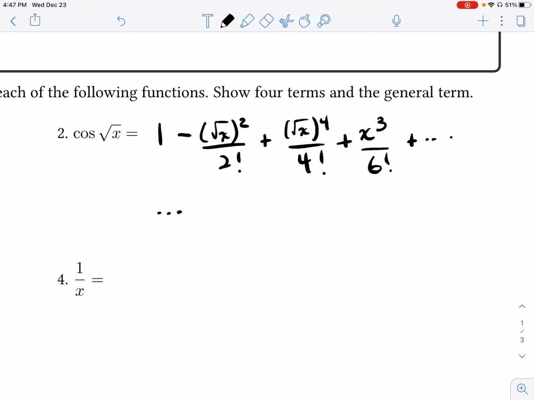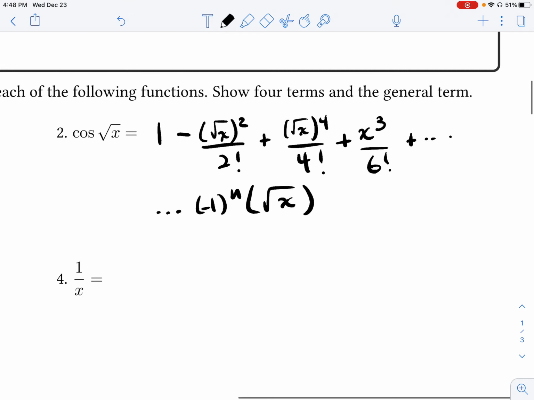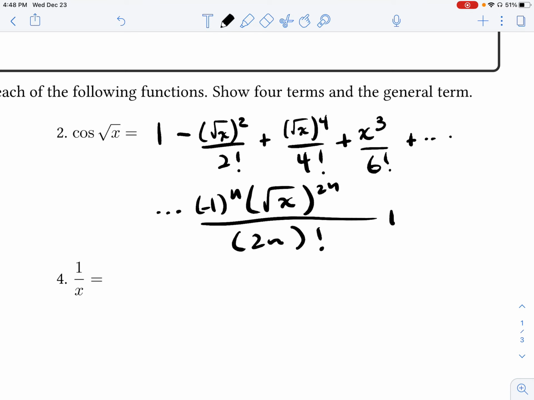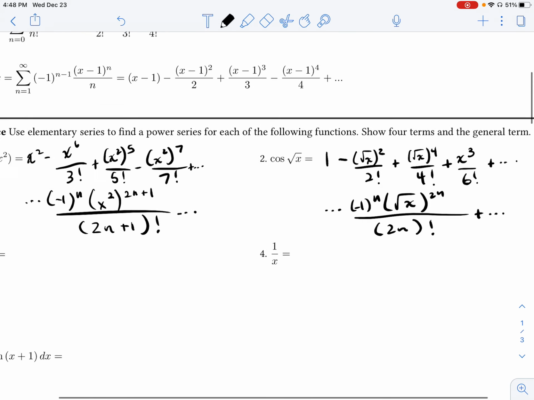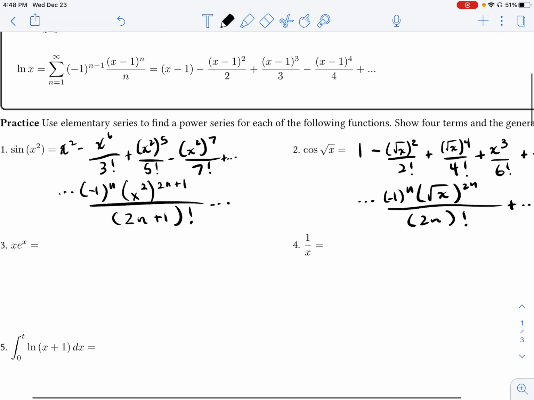And then if we want to look at the general term here, we have negative 1 raised to the n power, times root x that we're now raising to the 2n power, all over 2n factorial. And we have that there. Okay? So these are pretty basic. All we're doing is plugging in our argument for our trig function into the series.